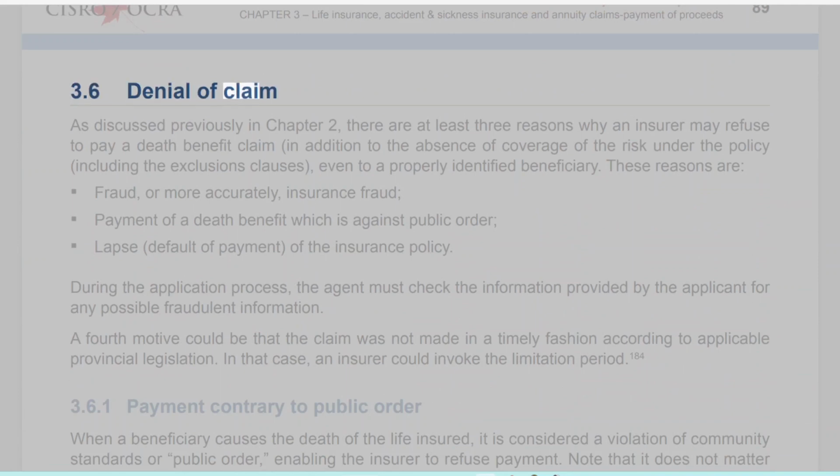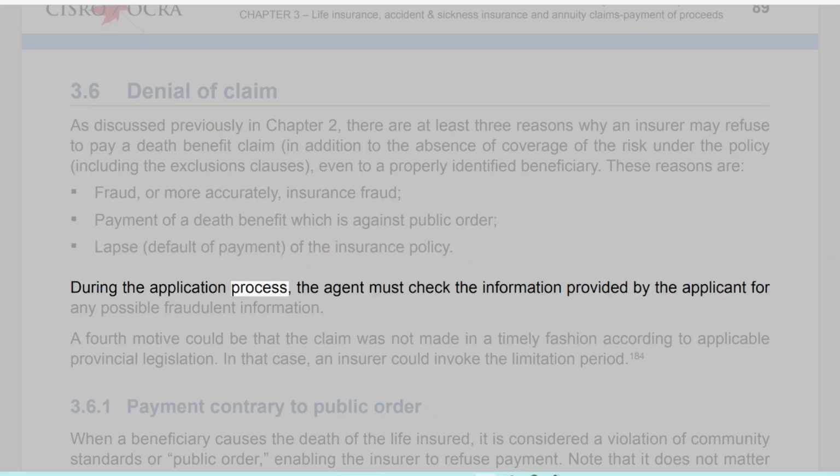3.6 Denial of claim. As discussed previously in Chapter 2, there are at least 3 reasons why an insurer may refuse to pay a death benefit claim, in addition to the absence of coverage of the risk under the policy, including the exclusions clauses, even to a properly identified beneficiary. These reasons are: fraud, or more accurately, insurance fraud; payment of a death benefit which is against public order; and lapse, default of payment, of the insurance policy.